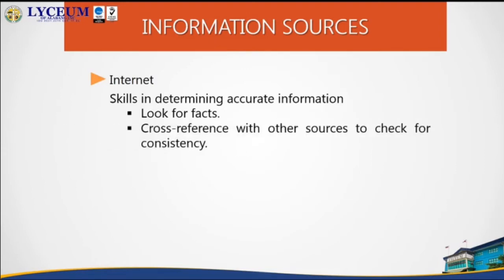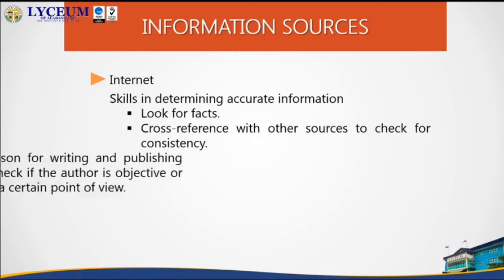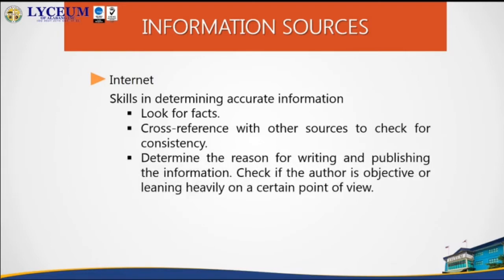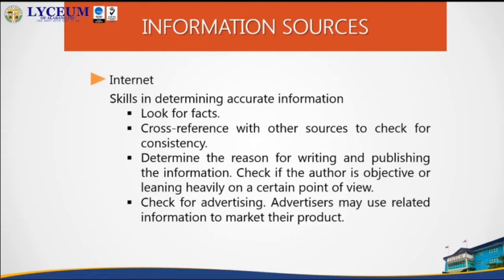Next, cross-reference with other sources to check for consistency. So if we have gathered the facts, if we have already checked the facts, cross-reference them with other sources to check if they are true. Determine the reason for writing and publishing the information. Check if the author's objective is leaning heavily on a certain point of view. And the last one is check for advertising. Advertisers may use related information to market their product.